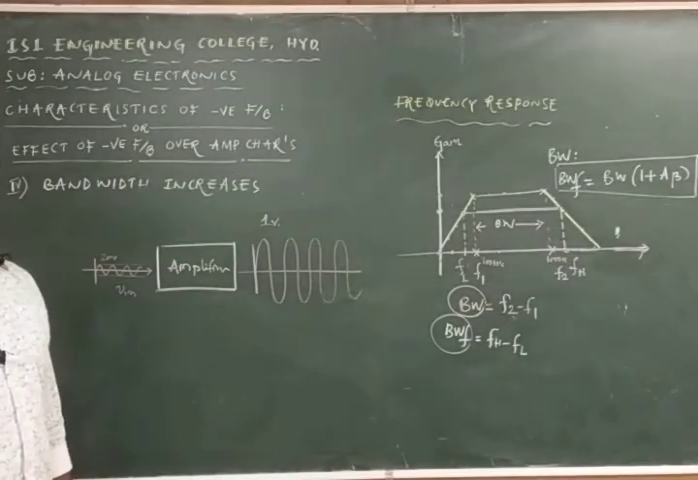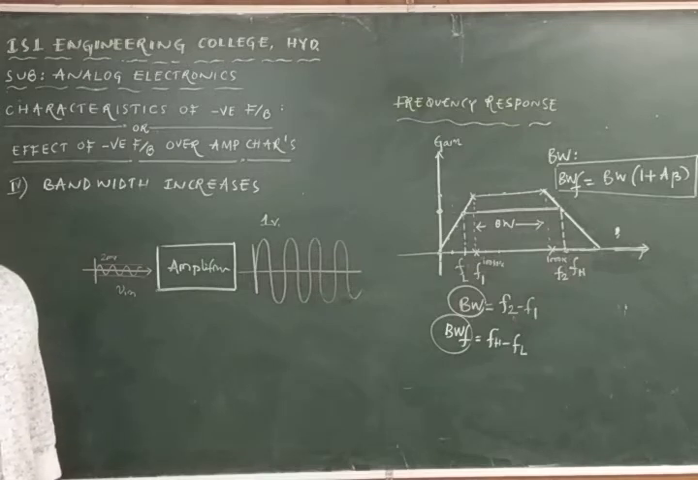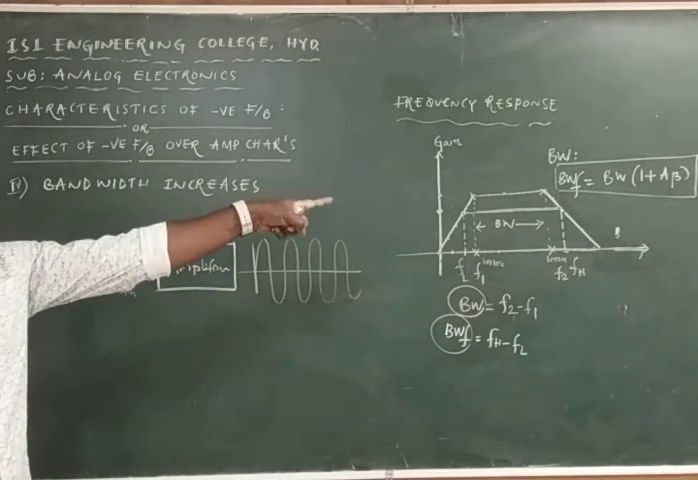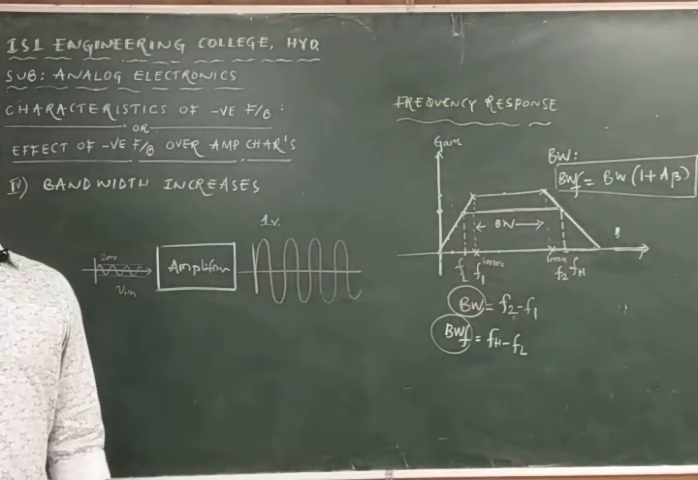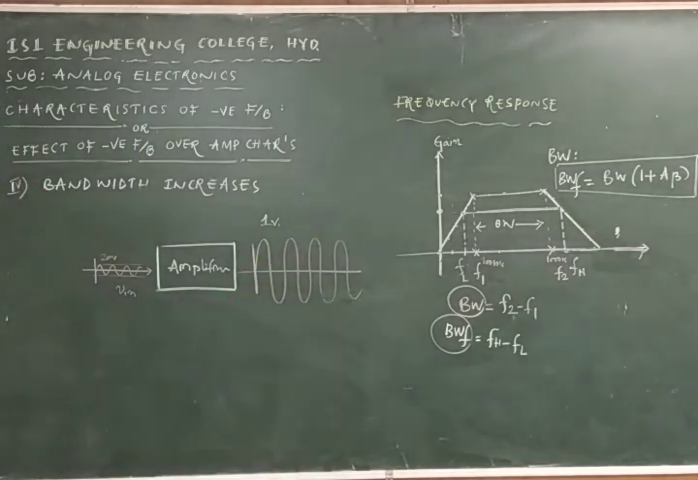By employing the negative feedback, gain will decrease. That is there in the denominator, A by 1 plus A beta. Input impedance increases, output impedance decreases, bandwidth increases. That is the formula. BWF is equal to BW into 1 plus A beta. Copy that. It's a waste of time only.